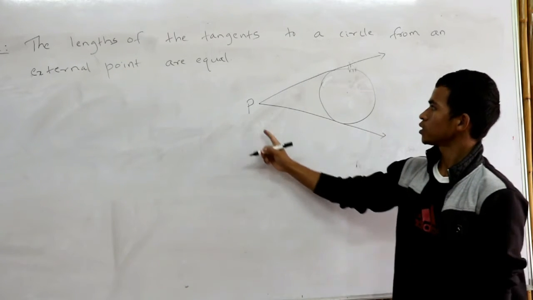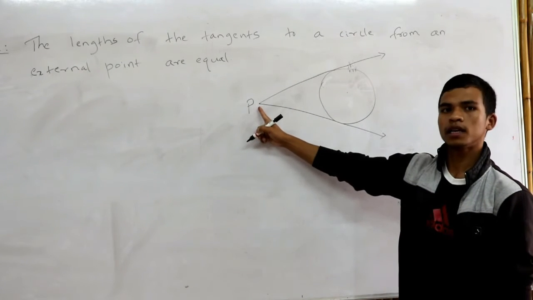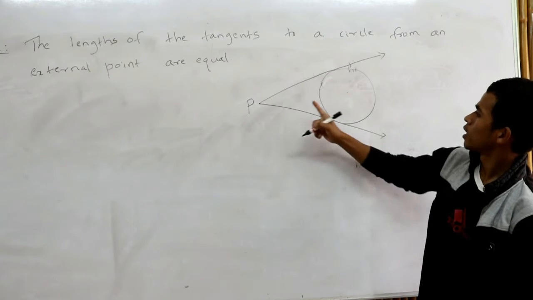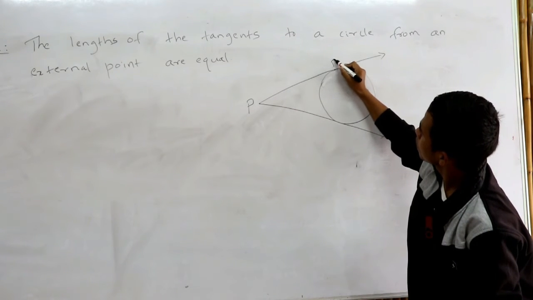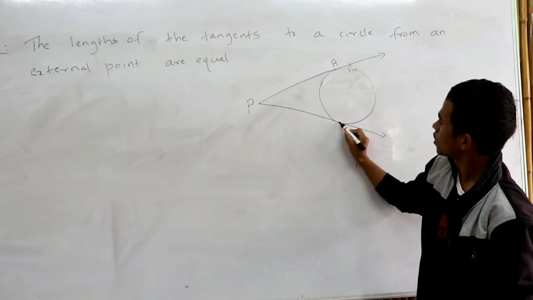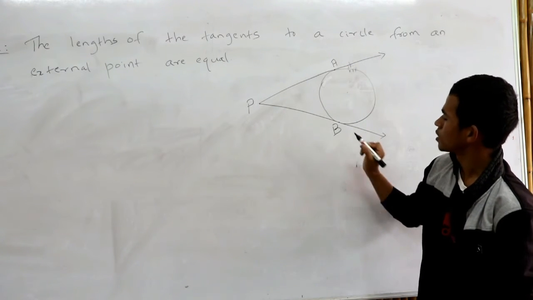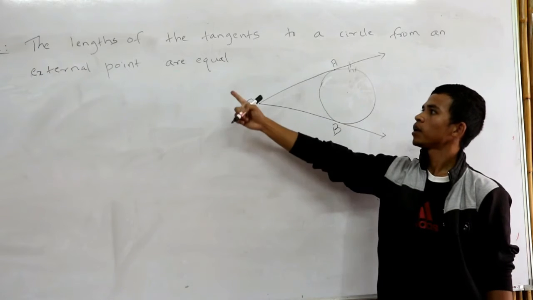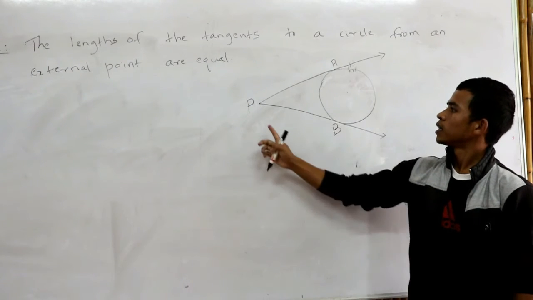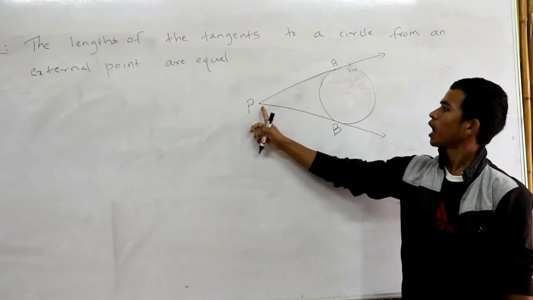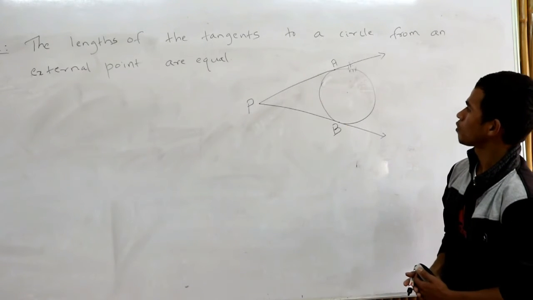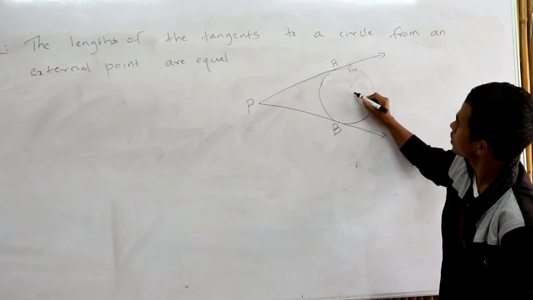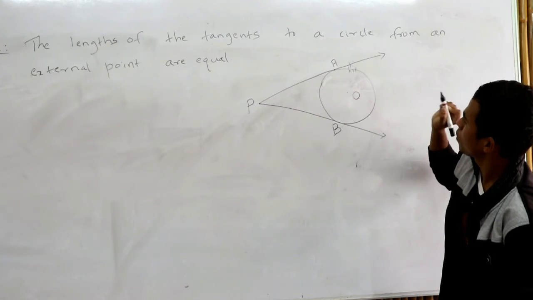Suppose P is the external point. Then this tangent, suppose it's touching the circle at this point, we call this point to be A, and this one at this point, let's say B. Then the statement of the theorem states that these tangents PA and PB, they are equal in length. That is what we have to prove. So let us call this center of the circle to be O.